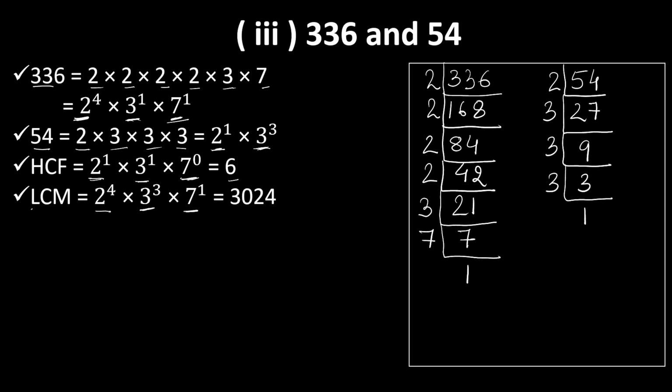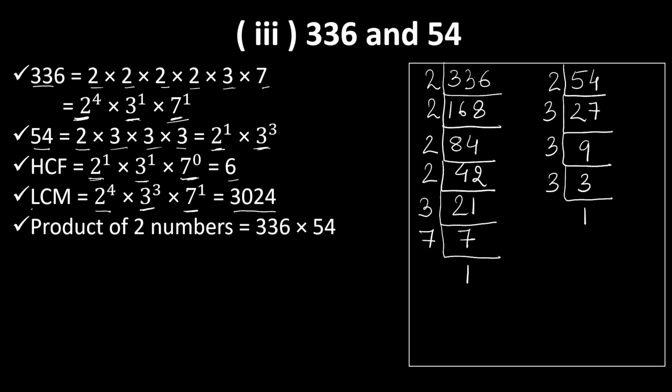Now if we will multiply all these values, 2 raised to 4 will give us 16, 3 raised to 3 will give us 27 and 7 raised to 1 will give us 7. So if we will multiply all these values together, we are going to get 3024 as the product. Now if you will find out the product of the two numbers, that is 336 with 54, we are going to get the product as 18,144.